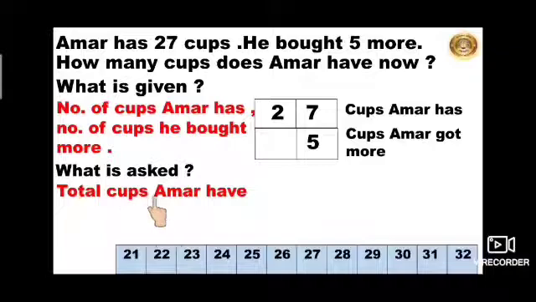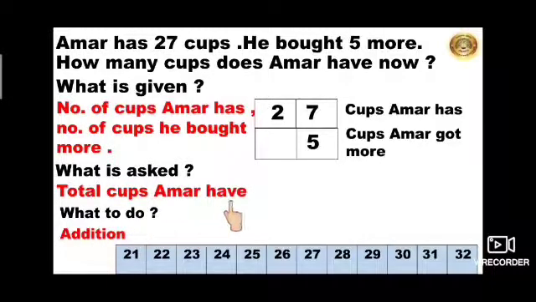They ask the total cups Amar has. To get this total, what do we have to do, children? We have to do addition. So put the sign of addition here. Then how do we do addition? 27 plus 5. How to add this?